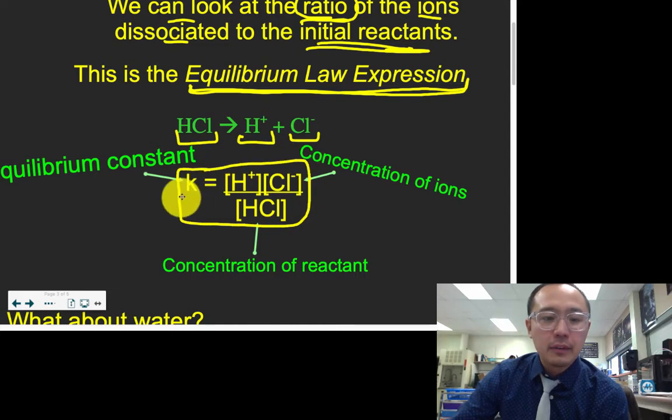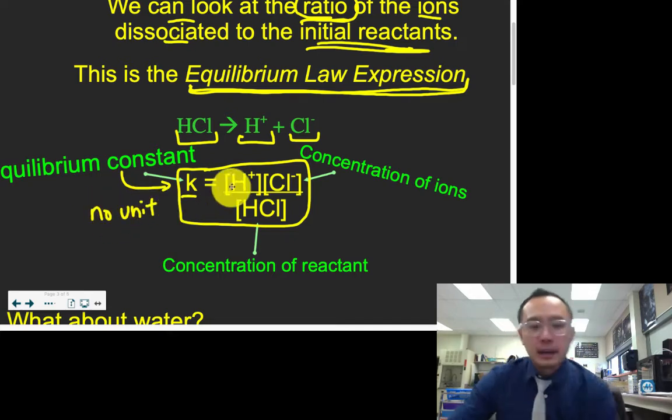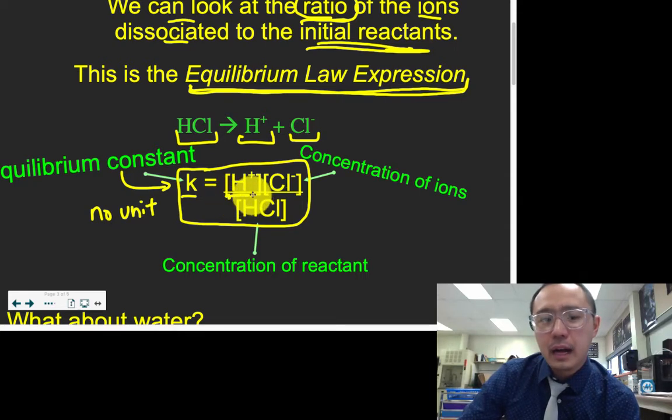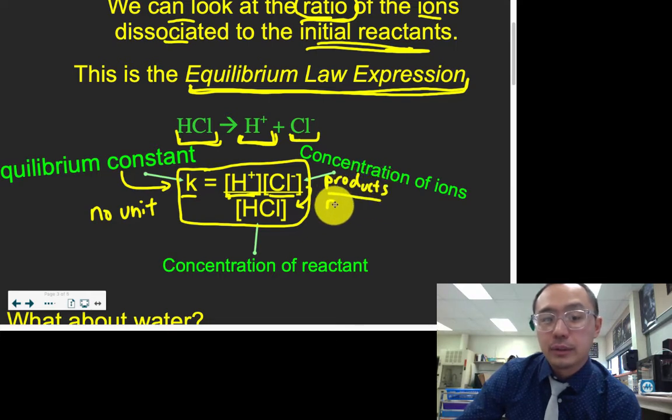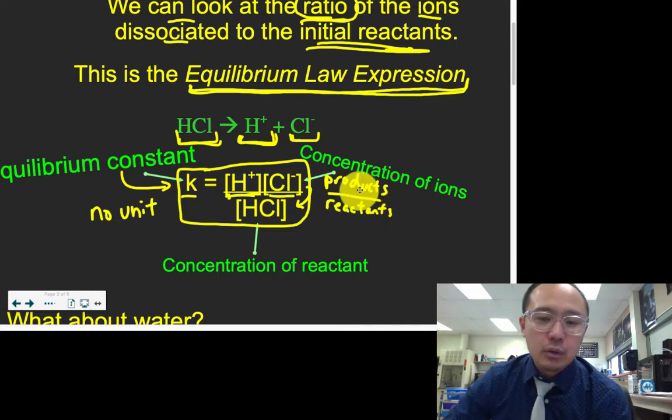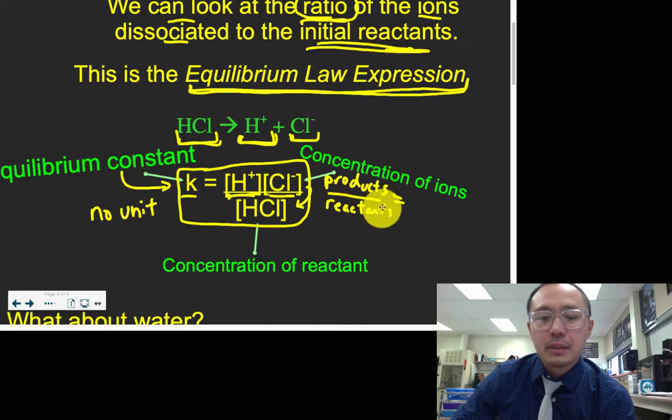You can see that you have K, which is an equilibrium constant. This K is constant, so it does not have any units. And you have your concentration of ions here. The numerator is your products, and this is all divided by the reactants, which is your HCl. So this gives you a ratio: products over reactants.